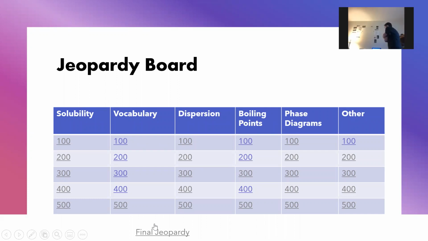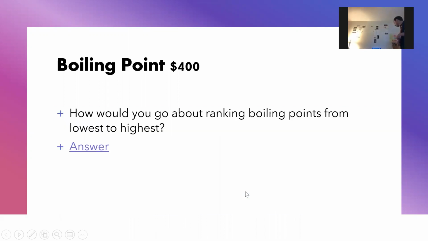Tetra, you got control of the board. Boiling point for 4. How would you go about ranking boiling points from lowest to highest? Brookdale Bear: First off, you look at the atomic number. If the atomic number is higher, you get a higher boiling point.